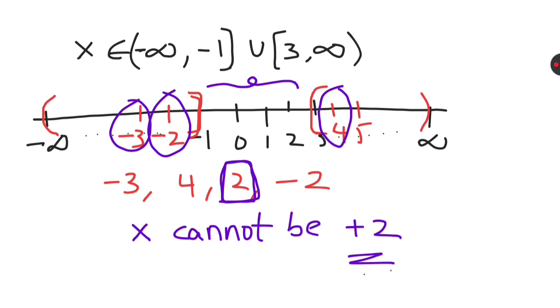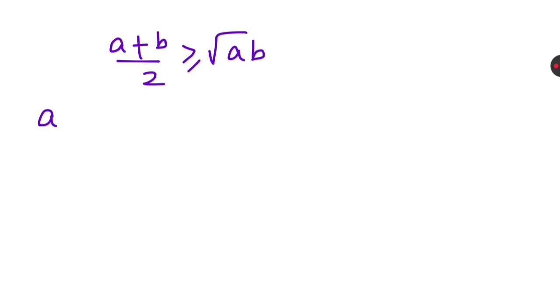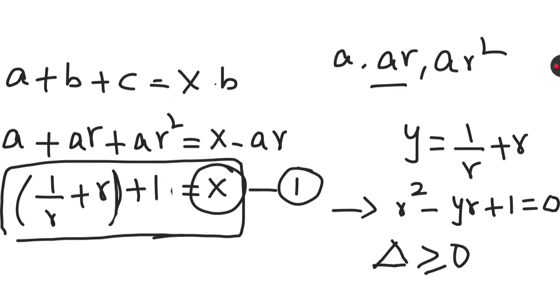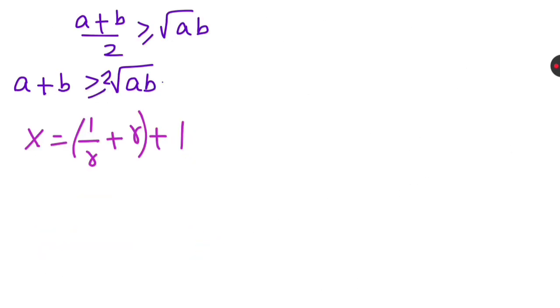Now I am going to show method 2, which is the AM-GM inequality. So what is the AM-GM inequality? (a plus b) by 2 is greater than or equal to square root of ab. So how can you write this? You can write this as a plus b is greater than or equal to 2 times square root of ab. So let's take the first equation: 1 over r plus 1 equal to x. From here we can take a plus b as 1 over r plus r.